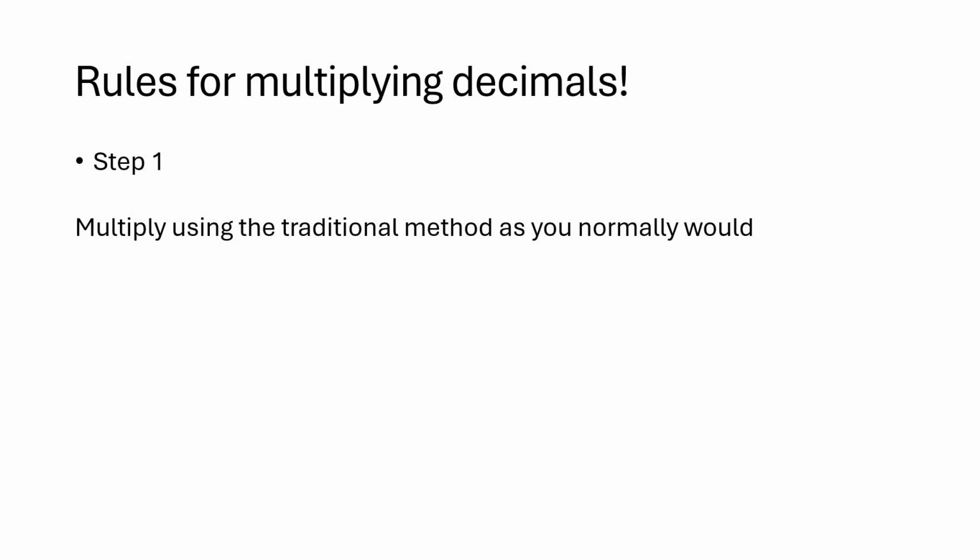The first step is to multiply as you normally would. Just ignore the decimal for now and multiply the numbers together using the traditional method as you normally do. So here we will start with 6 times 4, which is 24. So I will place my 4 here and regroup by 2. Now 4 times 3 is 12, but don't forget to add that 2 we regrouped, so we get 14. I will place my 4 here and regroup the 1. Now 4 times 0 is 0, but I have this 1 here that we regrouped, so that makes 1.